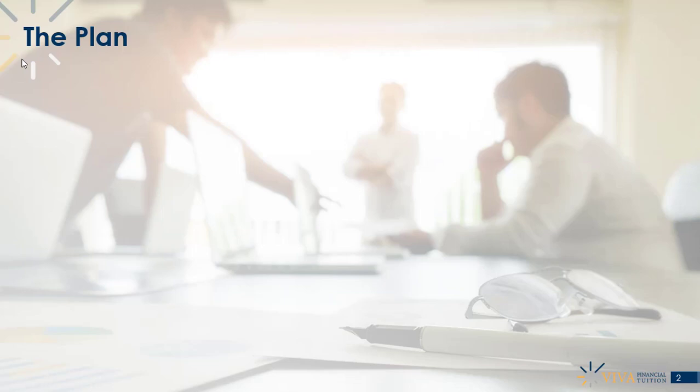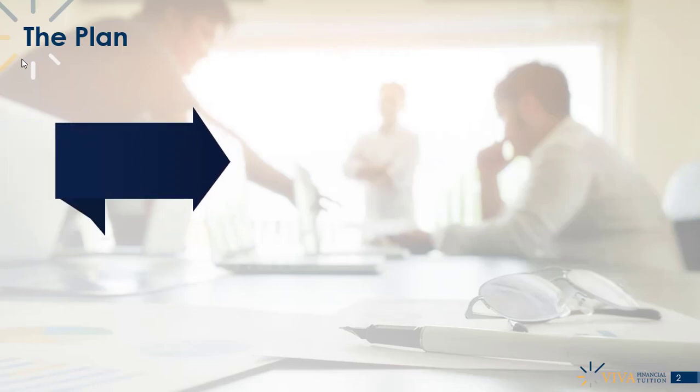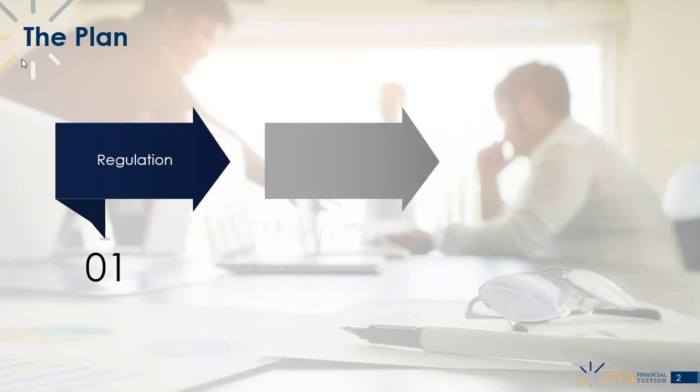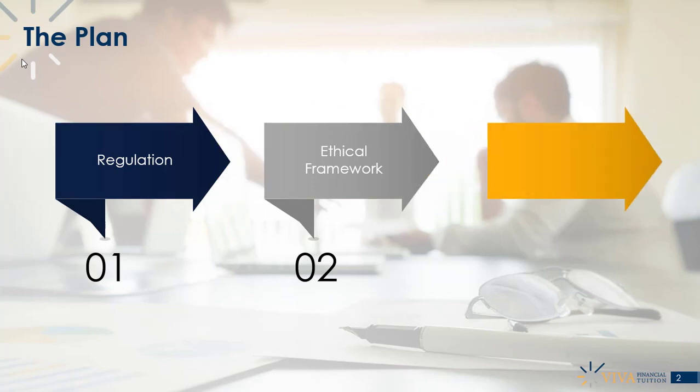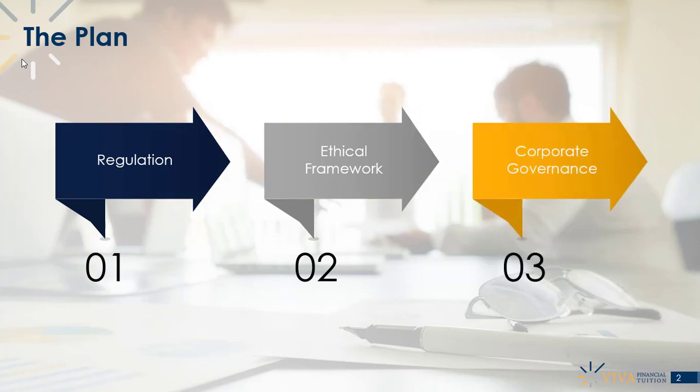So the plan. Part 1, video 1 will be regulation. Part 2, video 2 will be the ethical framework, the code of best practice, making sure that we do the right thing. And part 3 will be the code of corporate governance. Number 2 and number 3 are both really to do with ethics. The ethical framework is to do with individual practitioners or individual employees. Best practice. Corporate governance is company best practice.